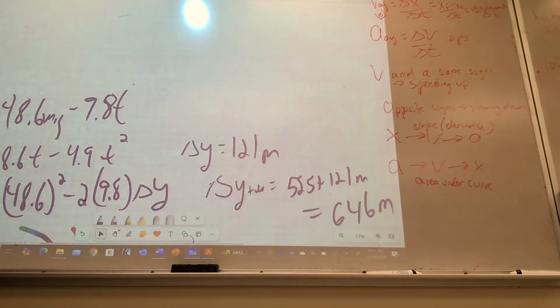Does everybody understand? You could have used your velocity equation to get the time, plugged it into your distance equation, or you could have used the v squared equation to get that delta y. Now you see how you have to do these things on your own at home to really learn it. Try to be awake when you're doing them. I don't know how I just got the answer. I didn't get 121. I just got 645.5. Use the v final squared equation, and you would have gotten 121. It's just 48.6 squared divided by 19.6.